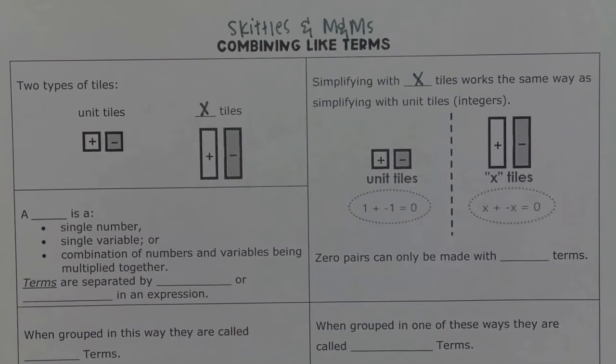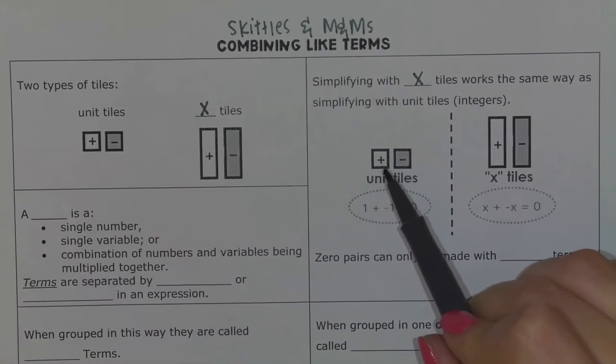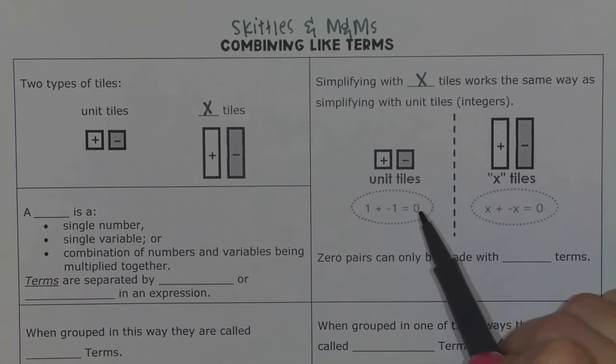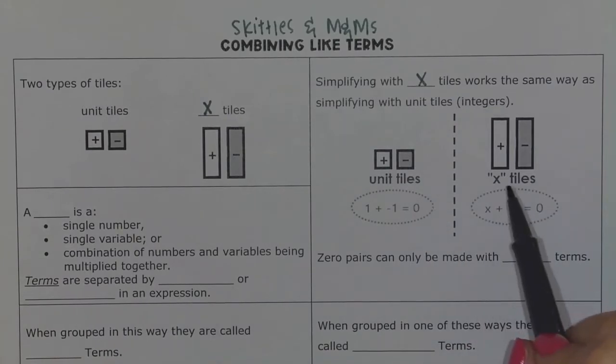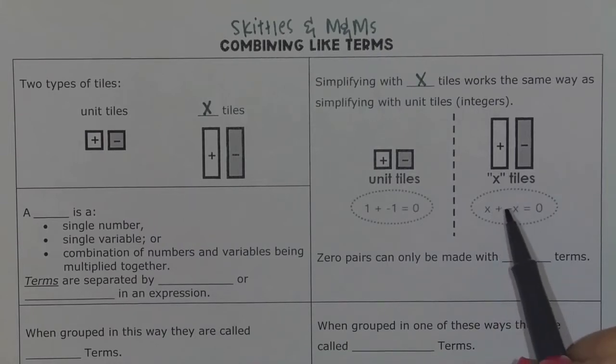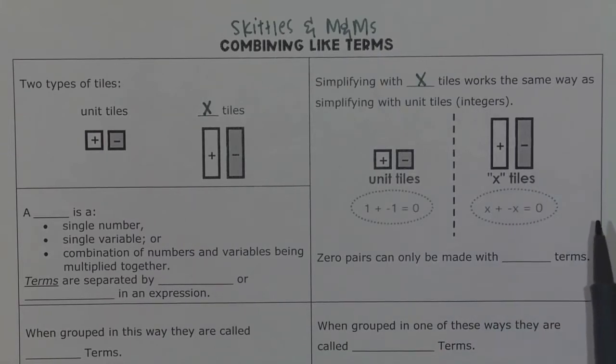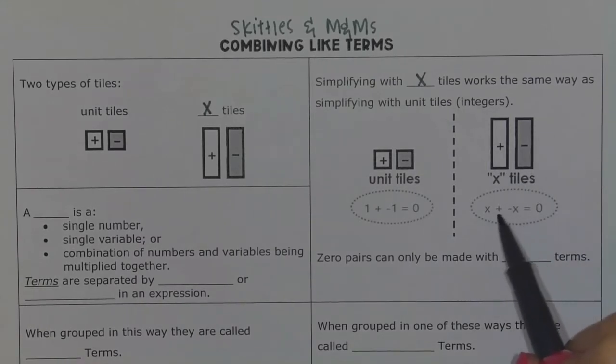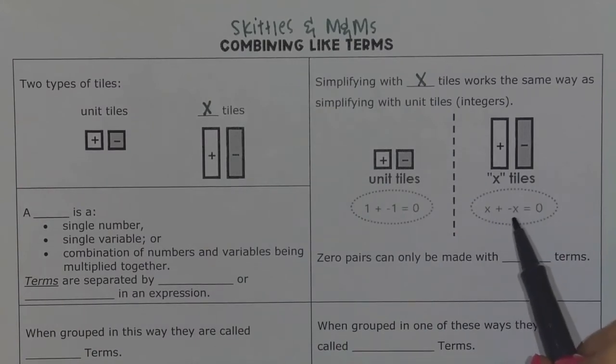Think back to our integer unit where we talked about our rules about how when we add, if I have one positive and one negative and I put those together, I get 0. We call those 0 pairs. So I can take one positive unit tile, one negative unit tile, and I can add those together to get a 0 pair, a value of 0. I can do the same thing with X tiles. I can take one positive X tile, one negative X tile, and when I combine them together, a positive X plus a negative X will still just give me a value of 0.